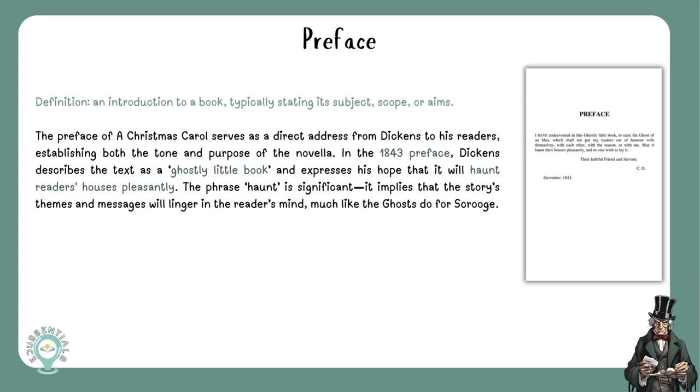So the preface of A Christmas Carol serves as a direct address from Dickens to his readers, establishing both the tone and purpose of the novella. In the 1843 preface, Dickens describes the text as a ghostly little book and expresses his hope that it will haunt readers' houses pleasantly. The phrase haunt is significant. It implies that the story's themes and messages will linger in the reader's mind, much like the ghosts do for Scrooge.